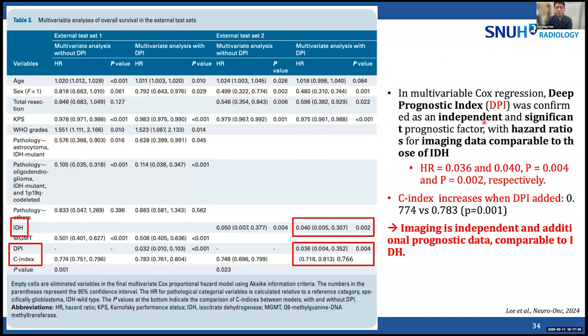In multivariable Cox regression, DPI showed added prognostic value independent of other clinical and molecular genetic variables. The hazard ratio of IDH was 0.04, and that of DPI was 0.036, which was comparable. And the C-index significantly increases after adding the DPI. So these results indicate that the imaging or global information is independent and comparable in prognostic value to the IDH, which is local information.